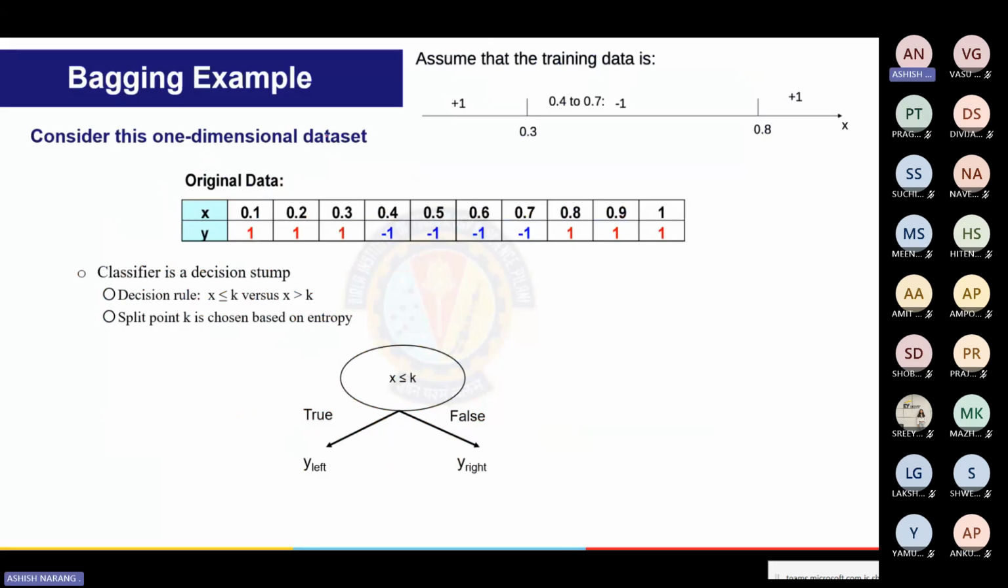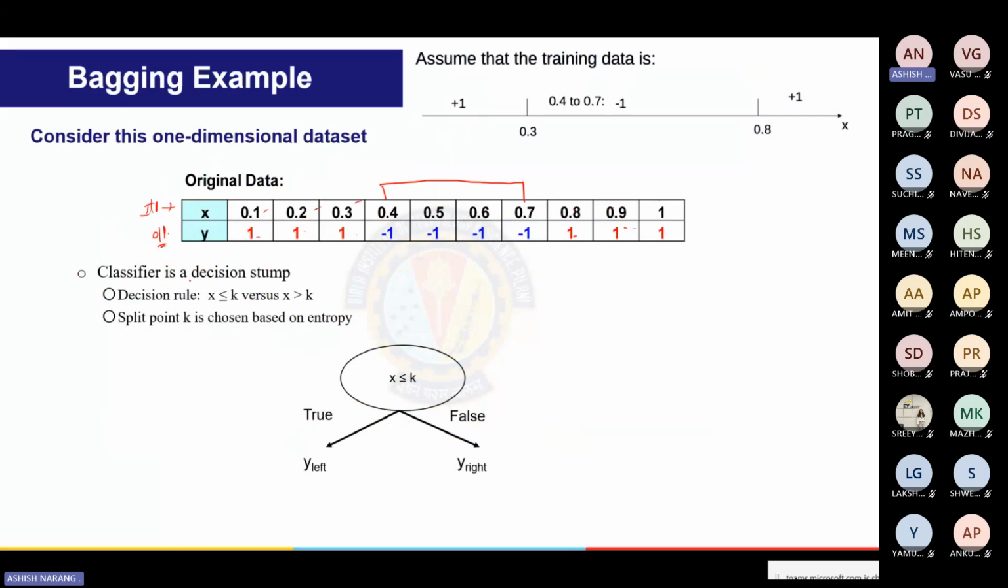Consider this one-dimensional data set. One-dimensional data set is one input feature, and this is my output feature. If you look at this, 0.1, 0.2, 0.3, the value is 1, 1, and 1. 0.8, 0.9, 1, the value is 1. For these middle values, 0.4 to 0.7, it is -1.